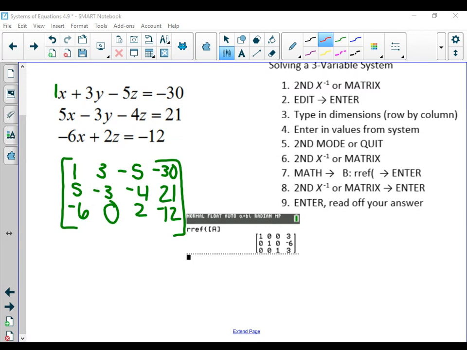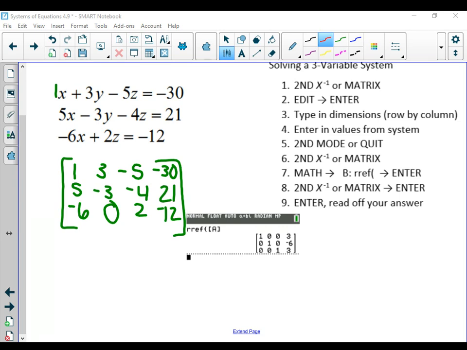Okay, sorry about that. So, what coefficients does 1, 5, and negative 6 belong to? X. Then 3, negative 3, 0 belong to Y. And then we have our Z column. And then we have our answer column. So here's the cool part. This diagonal set of ones with the zeros is what's called an identity matrix. The numbers that are on the end are your answers.